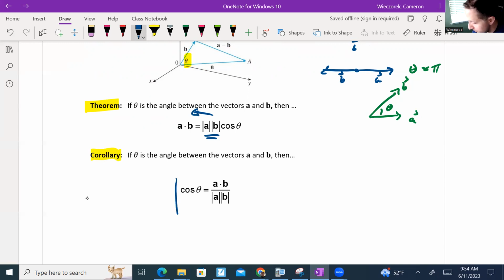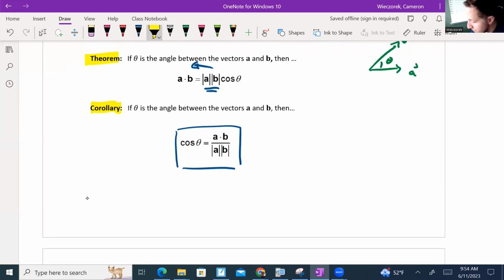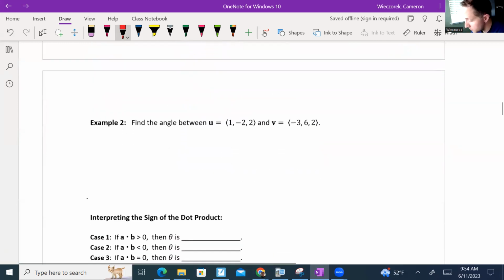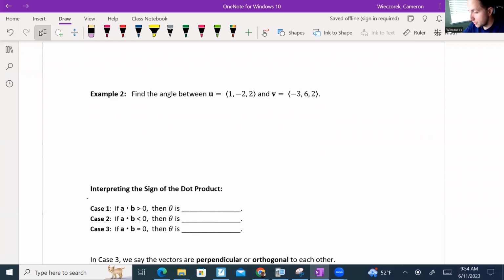And a corollary to this theorem, if you divide magnitude A times magnitude B over to the left-hand side, then we end up with a version that isolates the cosine of theta. This is the one that I usually go to. The cosine of the angle between the two vectors A and B is equal to the dot product of the two vectors divided by the product of their magnitudes. And then to solve for the angle, we would just take the inverse cosine of both sides. So let's try that. What's nice about this is you don't actually have to graph the vectors at all.